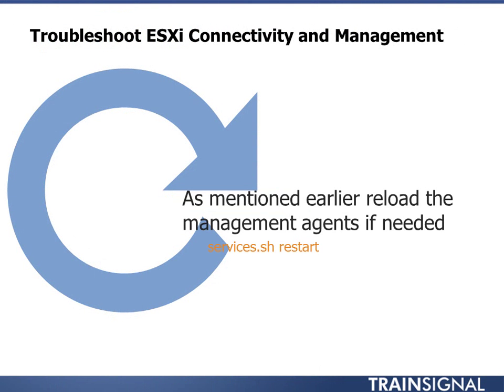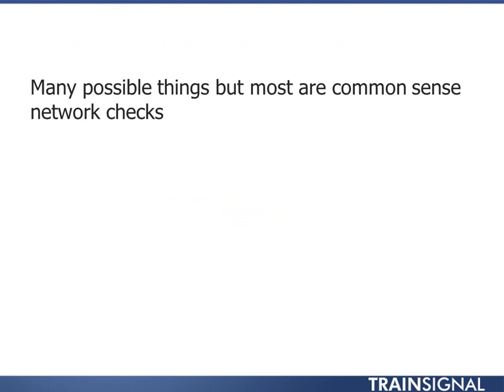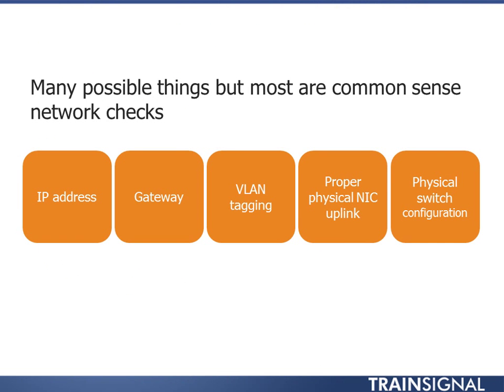ESXi connectivity, I mean, again, the easiest answer there is just do services.sh restart. See if it'll reconnect after that. Some things, networks, we talked about this in some of the network troubleshooting, but IP, gateway, VLAN tagging, proper physical NIC uplinks. You know, VLAN tagging could be an option. They could have a broken vSwitch config where it's not set to tag, and they'll say, hey, the switch is set to tag, we can't get to this host, this port group doesn't work.